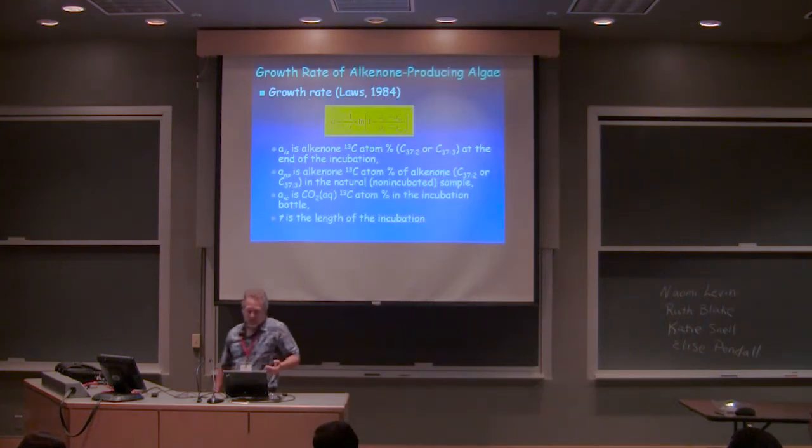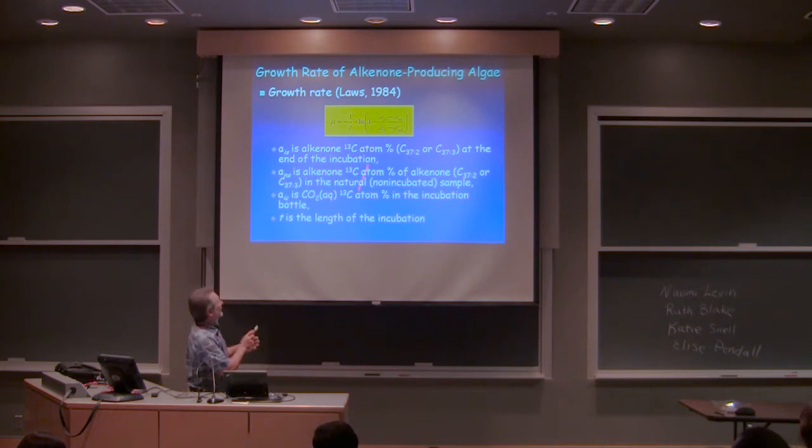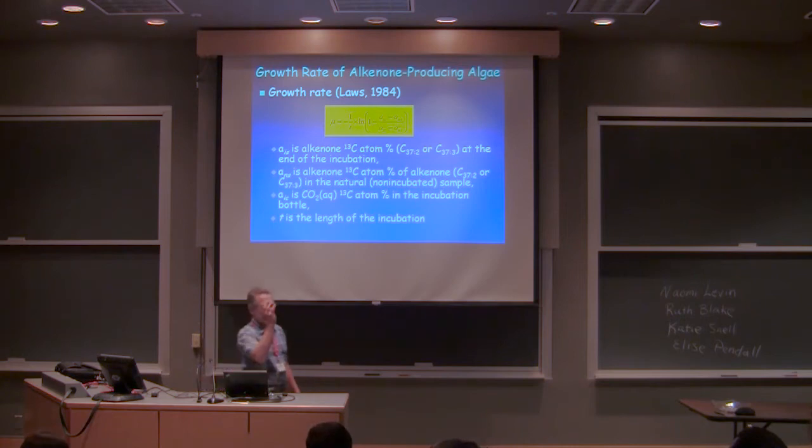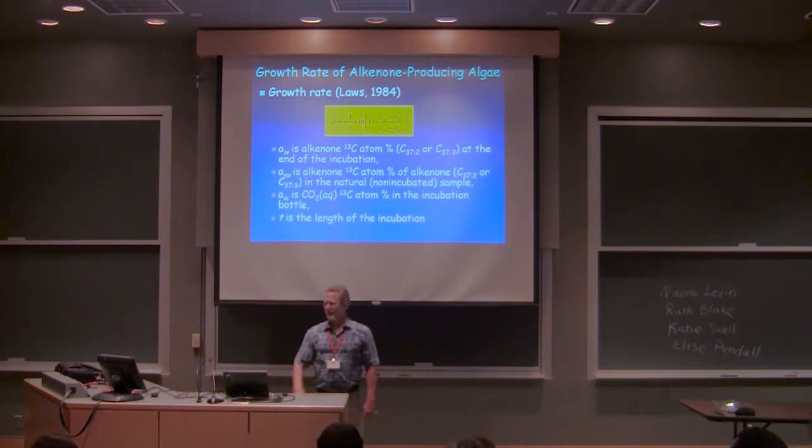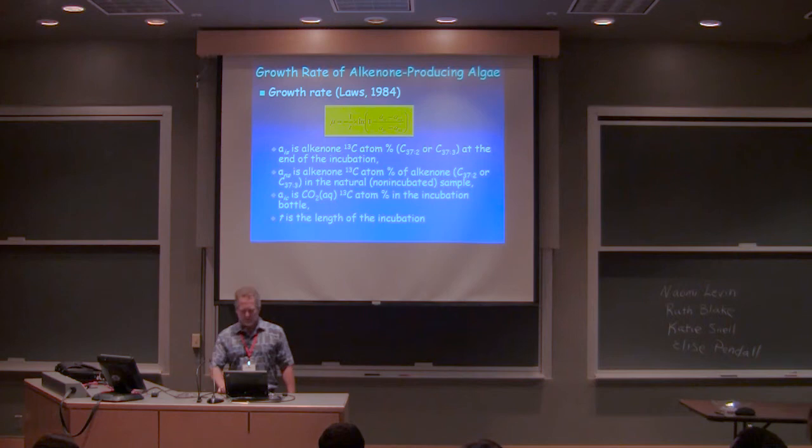The rate of uptake gives us the rate of growth. The equation is here. You basically look at the activity of 13C in the compound of interest at the end of an experiment versus a natural sample, divided by the difference in inorganic carbon between the added and natural sample. You don't have to add much. We increase the concentration to about 200 per mil.